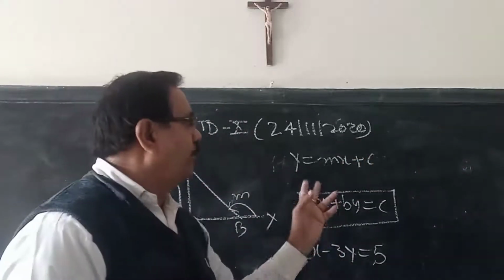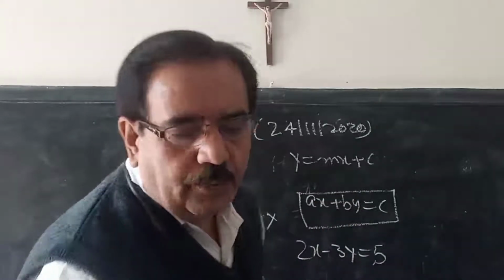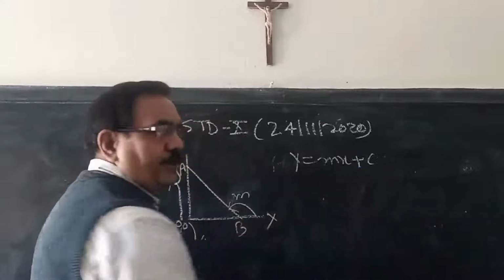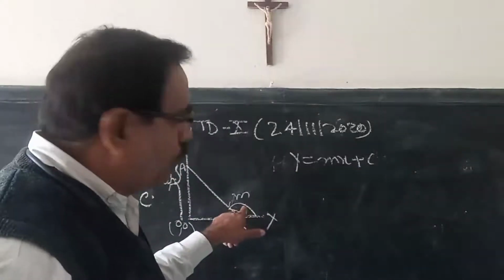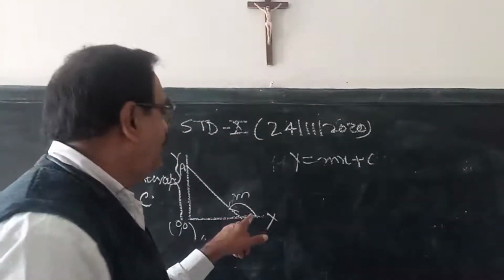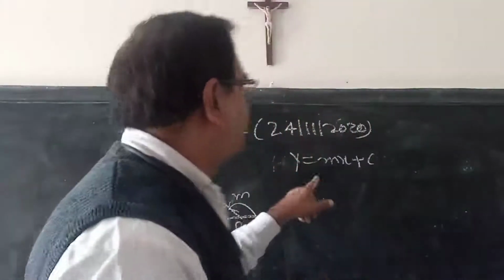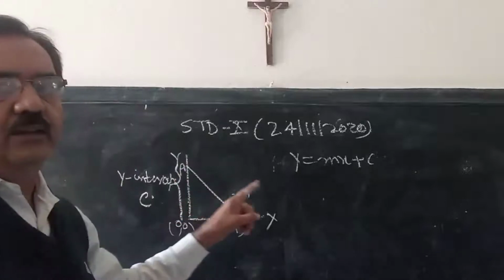So the first equation of a straight line that we have studied is y is equal to mx plus c, where m is the slope made by the line with the x-axis in the positive direction, and c is the y-intercept made by the line.